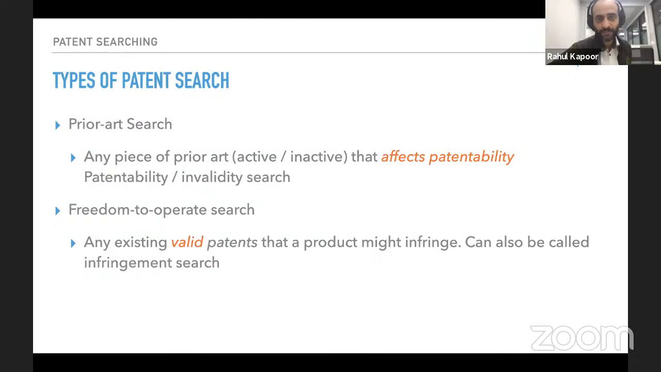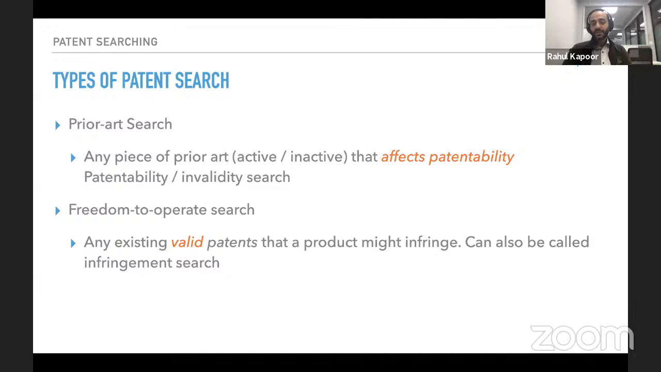Types of patent search. Okay, now that we are on to patent search, let me tell you there are usually two kinds of patent search. You can call them by different names, but eventually you will classify all patent searches that you do based on prior art search, which is basically novelty search. You are looking at everything out there in the public that can invalidate your patent. So here it mentions any piece of prior art, active or inactive, that affects the patentability of your invention. That is the prior art search.